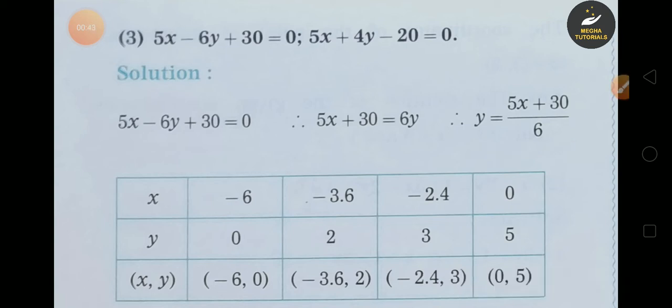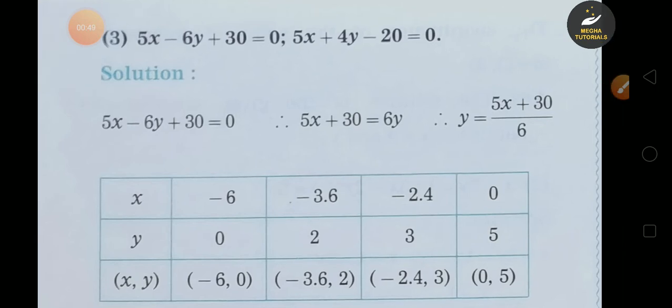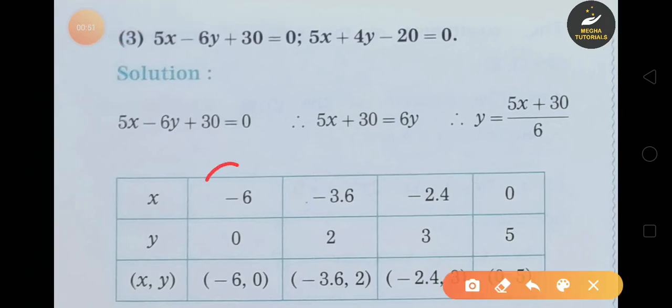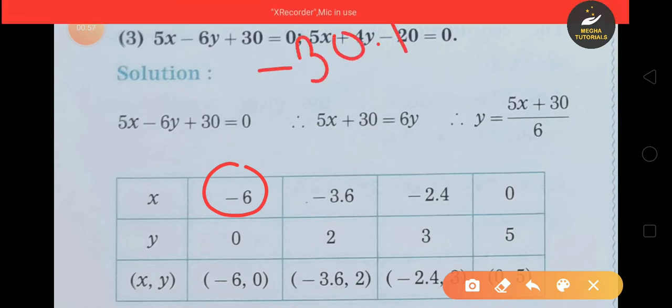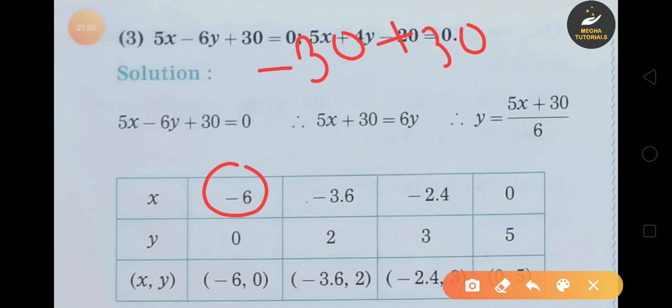Okay, so let us assume value of x so that we can get the value for y. Okay, so first value is -6, x is equal to -6. So 5 into -6 is -30, -30 plus 30 is 0, and 0 upon 6 is 0. Therefore first ordered pair is -6 comma 0.